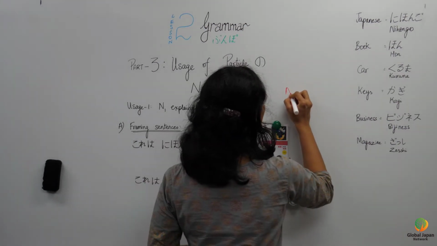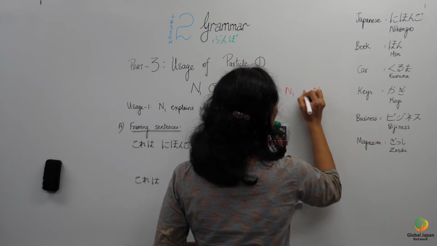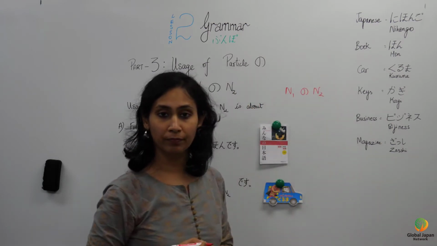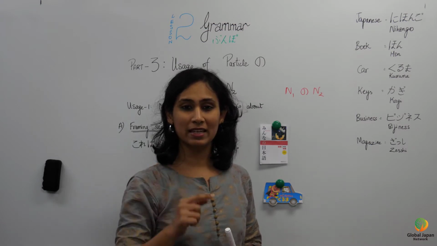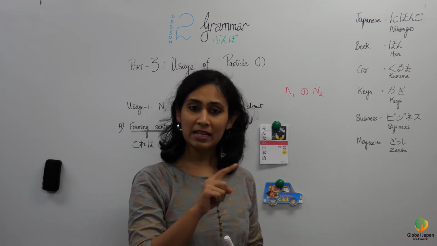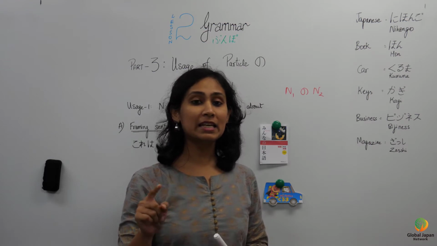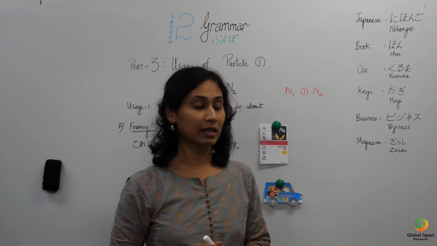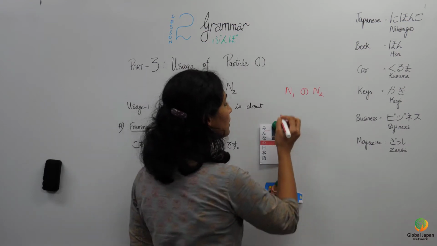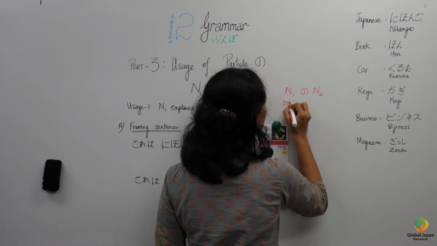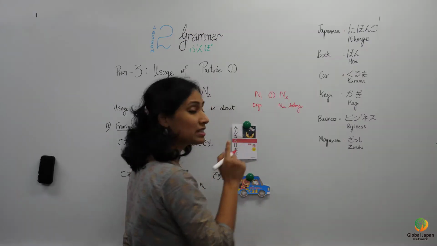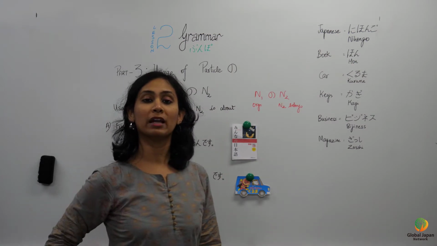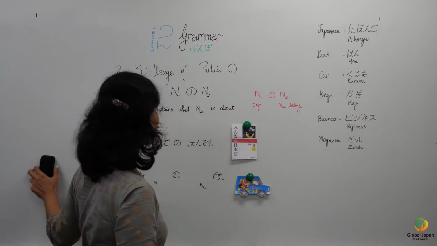Namely, let's take N1, N2. N1 no N2. And in that lesson, we learnt one sentence: Hari-san wa TCS no shain desu. So in that, what we learnt was N1 is the organization to which N2 belongs. This was a quick recap of what we had learnt in lesson 1.